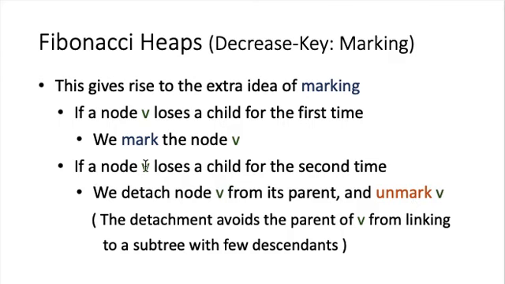But on the other hand, if a node loses a child for the second time, then this node may now contain very few descendants. So in that case, what we do here is that we will detach the node from its parent and unmark V. Because we don't want a node with few descendants to be kept in the component tree there. So basically, this detachment avoids the parent of V from linking to a subtree with very few descendants.